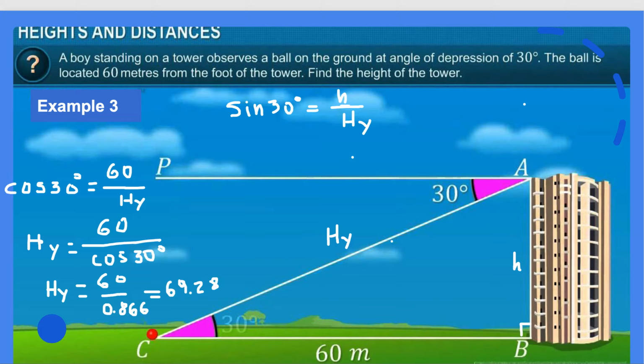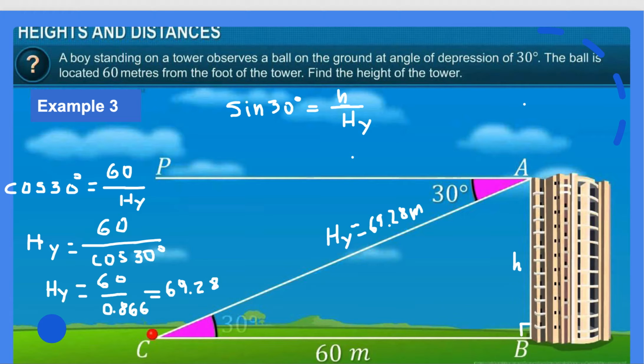So the hypotenuse here is equal to 69.28 meters. So the distance from the ball to the boy who is observing the ball is 69.28 meters. But we want to find the height of the tower. The height is the distance from point A to B.